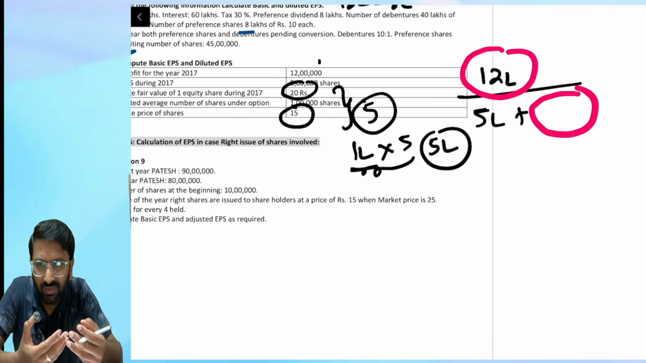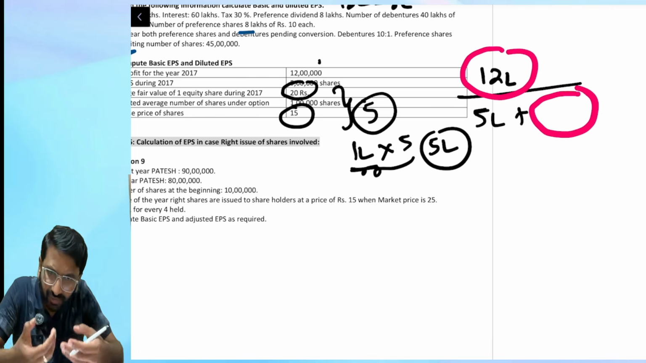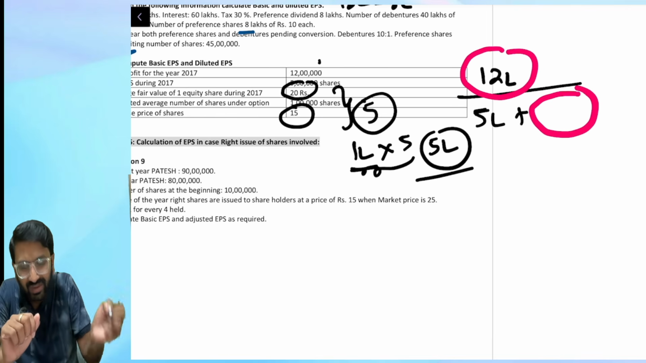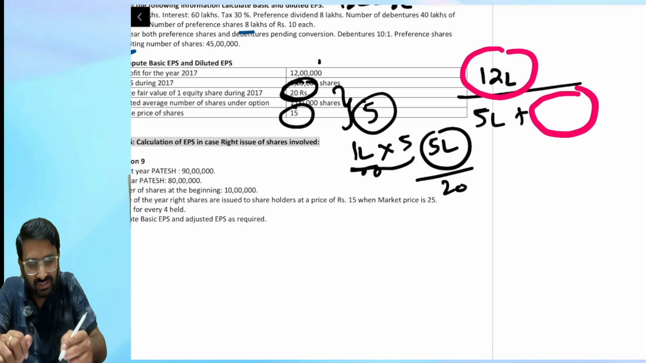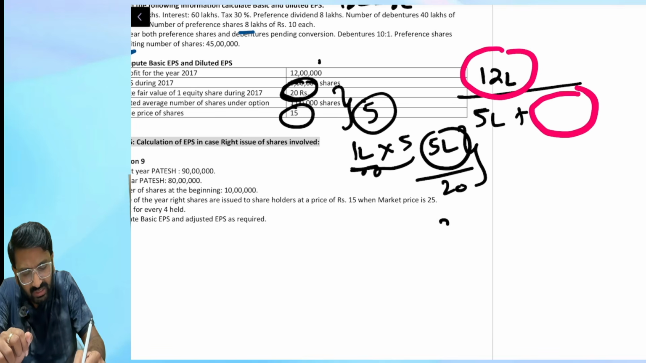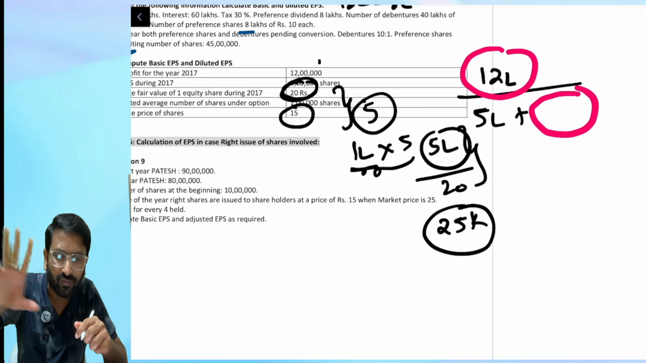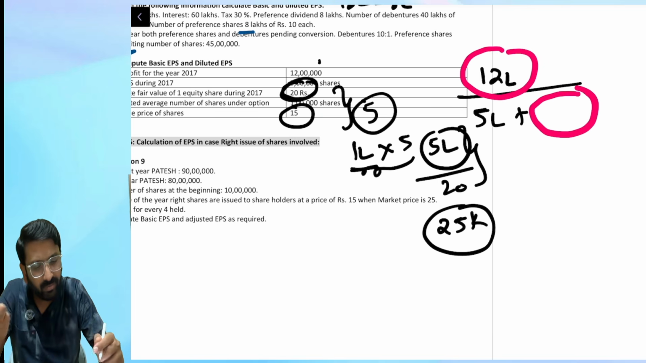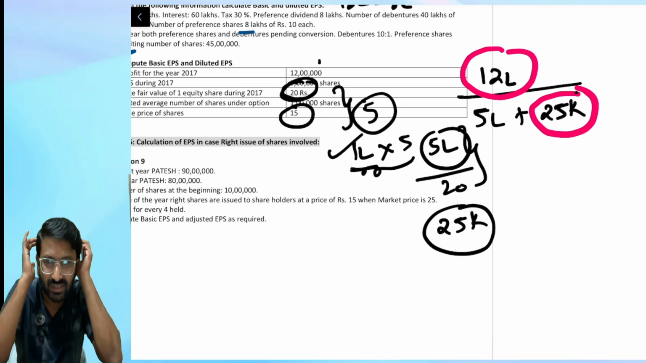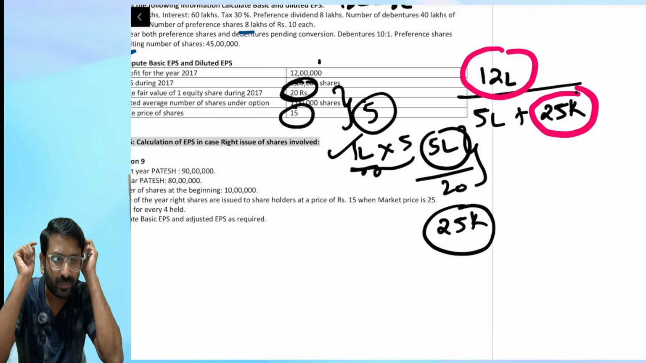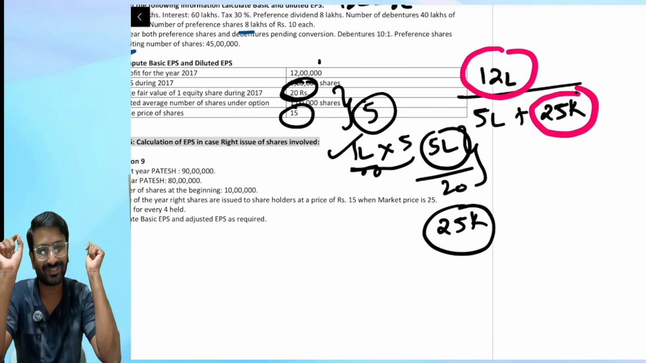So, indirectly you are giving 5 lakh worth of shares at free of cost, divided by what is the value of one share? 20 rupees. So, can I say 5 lakh divided by 20? It is as good as giving 25,000 shares at free of cost, which goes in the denominator. I'm not going to add the entire 1 lakh. I'll be adding only 25,000 shares in the denominator. Is that clear? Which means you should take only those number of shares which are given at free of cost.